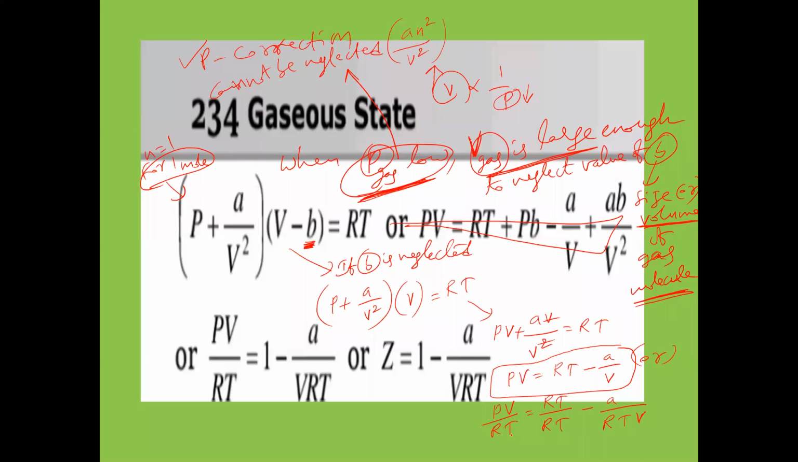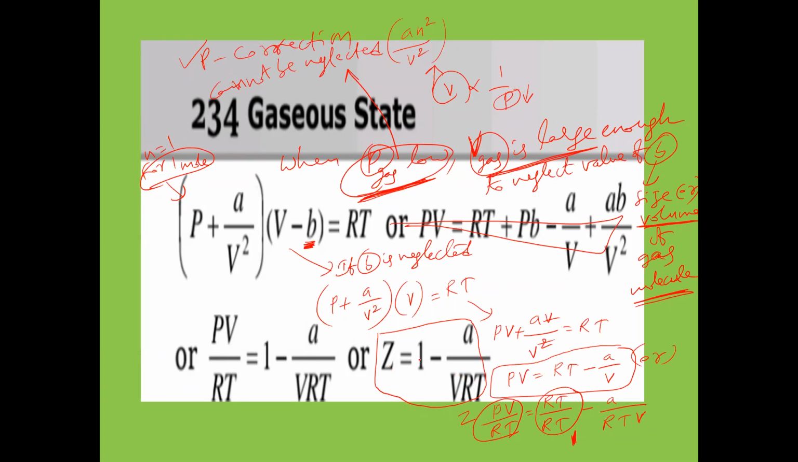So PV by RT is nothing but Z, the compressibility factor. And RT by RT, how much? 1. So Z is equal to 1 minus a by RTV. See here, what we got? Z is equal to PV by RT, Z only. RT by RT means 1, minus a by RTV. Is that clear?